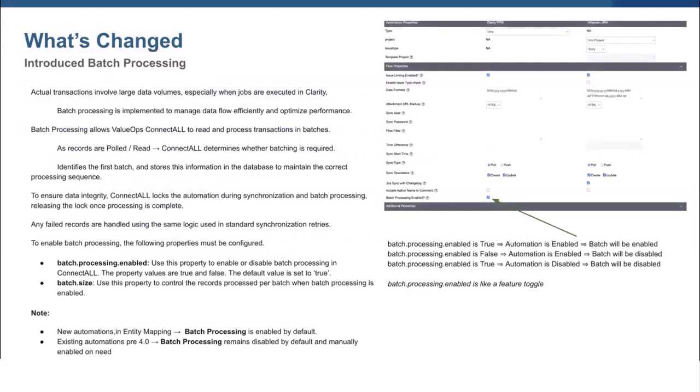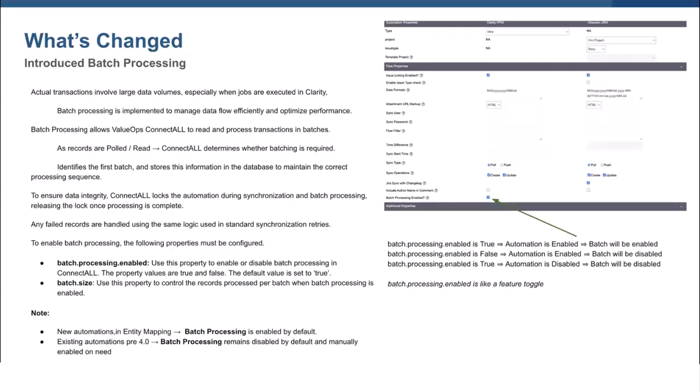So batch processing, again, we have kept it in the property. There is a global property which says batch processing enabled. This is more like a feature toggle. So we have it enabled, and we are giving a batch size. You can go and give a batch size in there. By default, we are giving 5,000 as a batch size. We recommend using 5,000 so that we don't bombard that system with a lot of traffic.